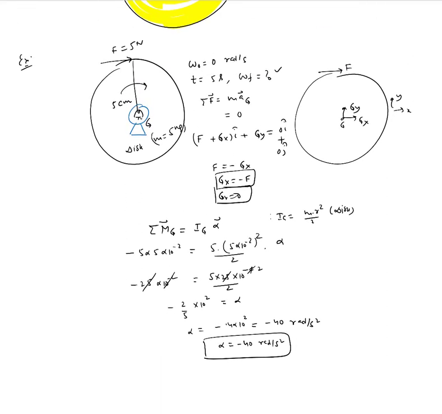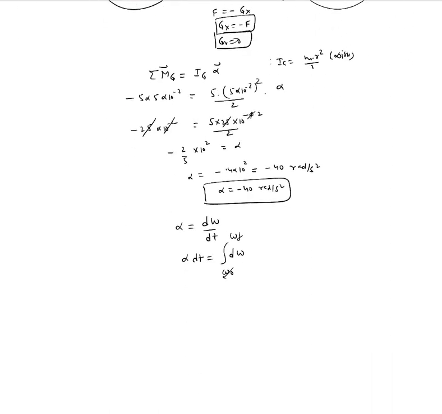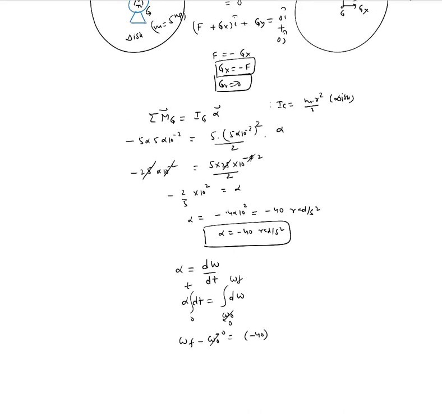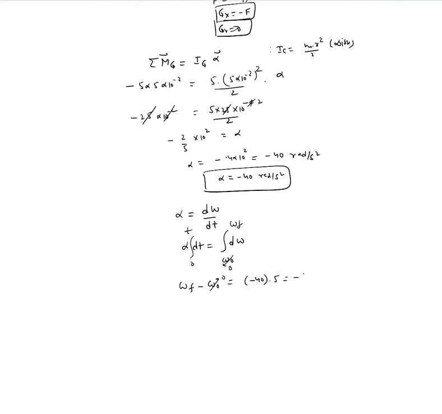That doesn't give us the omega. So how do we get the omega? Now we know the definition of alpha. We have seen this is defined as d omega over dt, the rate at which angular speed itself changes. So we can integrate it. Alpha dt would be equal to d omega, changing from omega_0 to omega_f. Omega_0 is given as 0, so this is actually a 0 quantity, and this would be integral 0 to time. So we get omega_f minus omega_0, which is 0, equal to alpha. Alpha we just found is minus 40, and t is equal to 5 seconds, so that's minus 200. Okay, so we get omega_f equal to minus 200 radians per second.